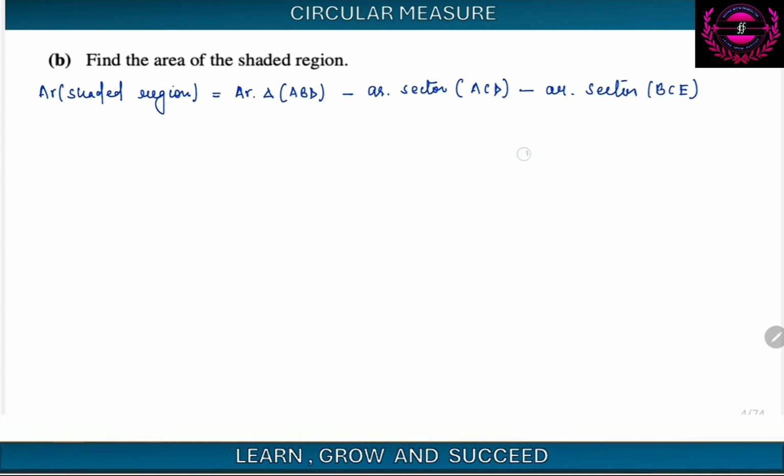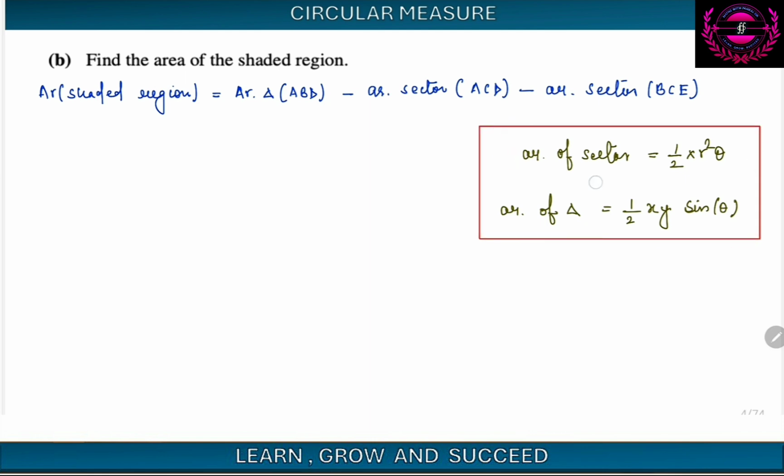So it requires basic knowledge of the area of sector formula, which is half r square theta, and the area of triangle, which is half into xy into sine of the angle between sides with length x and y. So half xy sine theta. So we have to remember these two formulas. Okay, so now substituting the values of these.